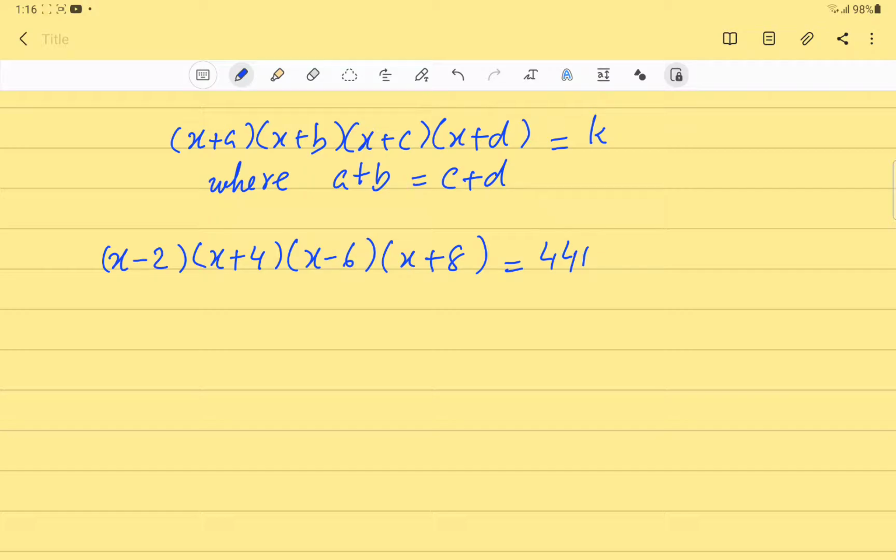In this equation, in all the four brackets, we have to make pairs of two brackets each in such a way that the sum of their constant terms should be equal. Suppose we make a pair of minus 2 and plus 4, it is 4 minus 2, which is 2, and here in this case 8 minus 6 is equal to 2. So we will make two pairs. This will be pair number 1 and this will be pair number 2, and we will multiply these brackets.